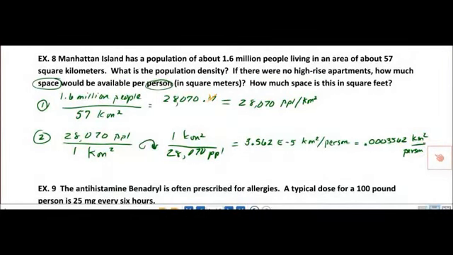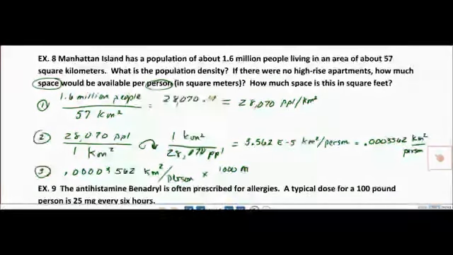Now the question asks us to find that value in meters, and then how much is that in square feet. So the third part of this is to take that value of 0.00003562, which is square kilometers per person, and let's change that to meters. So I would multiply it by my unit equivalent of kilometers and meters, and that would be there's 1,000 meters in 1 kilometer.